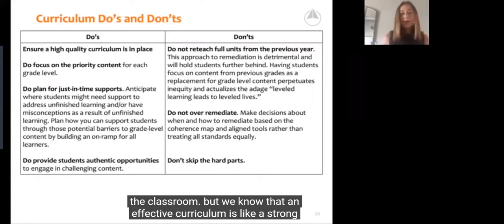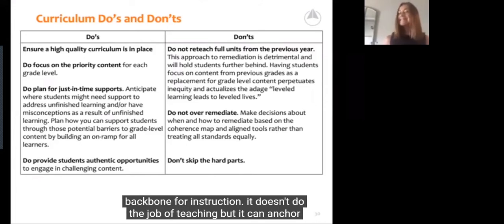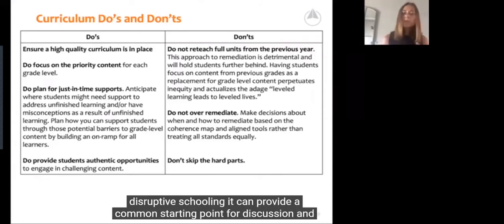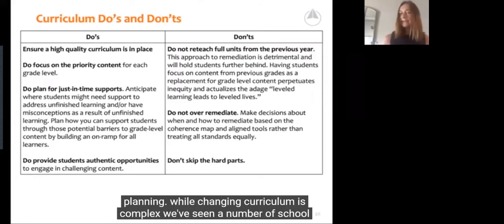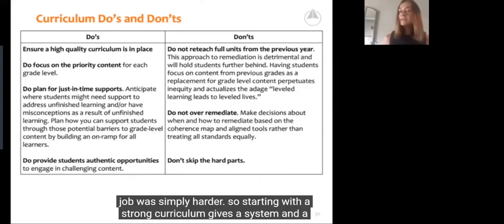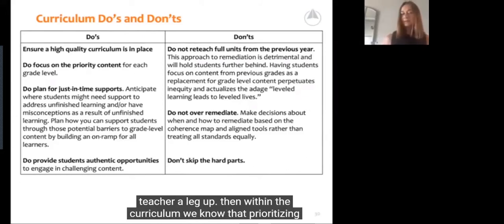But we know that an effective curriculum is like a strong backbone for instruction. It doesn't do the job of teaching, but it can anchor instructional planning and ensure coherence. And especially in times of disrupted schooling, it can provide a common starting point for discussion and planning. While changing curriculum is complex, we've seen a number of school systems make the move even in distance learning, because without it, everyone's job was simply harder. So starting with a strong curriculum gives a system and a teacher a leg up.